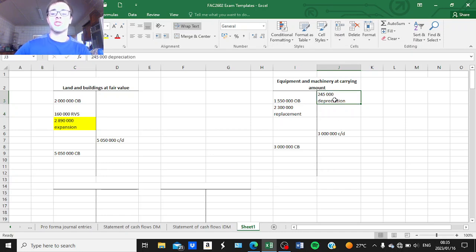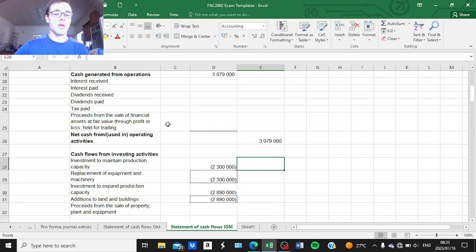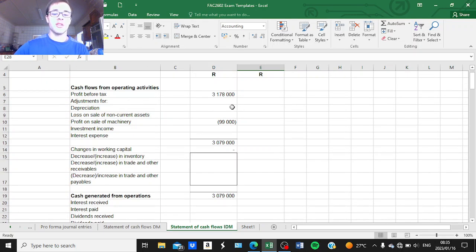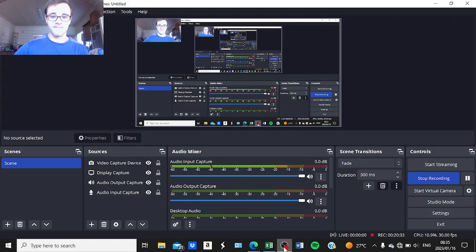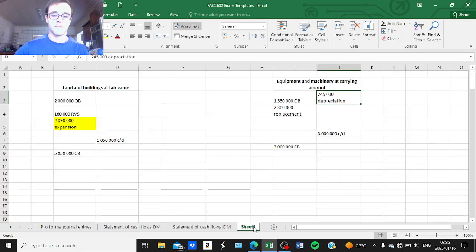So therefore, we also have to adjust this against the profit before tax in this section right here. Adjusting depreciation, we are removing an expense item. So therefore, it will result in an increase in the profit before tax amount. All right, this is a non-cash expense item, so therefore we have to adjust it against the profit before tax because we are using the indirect method. And furthermore, we showed it on the credit side of the equipment and machinery carrying amount general ledger account because it caused a decrease in the carrying amount of equipment and machinery during the year.